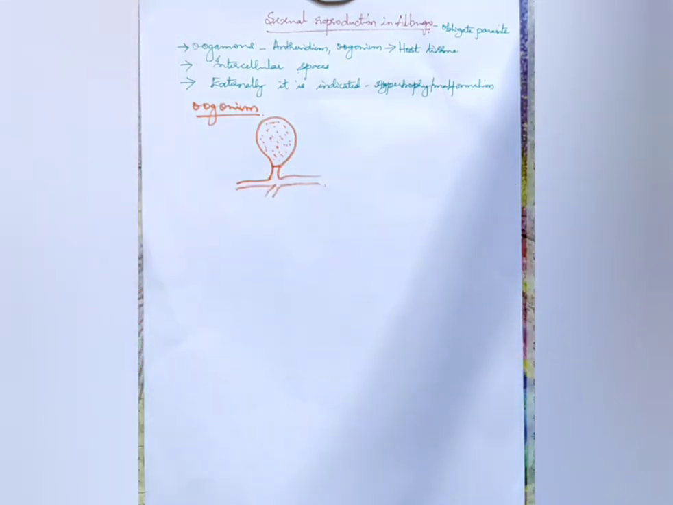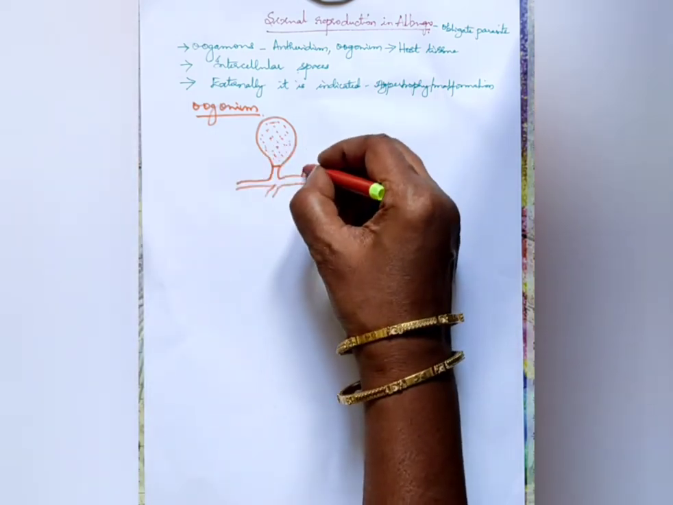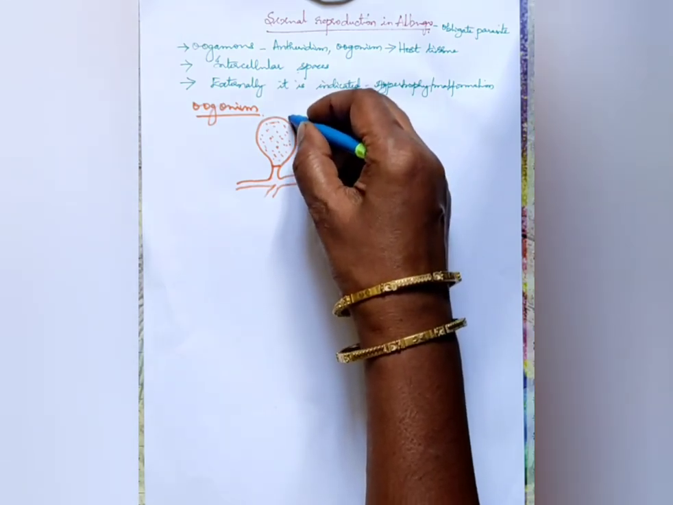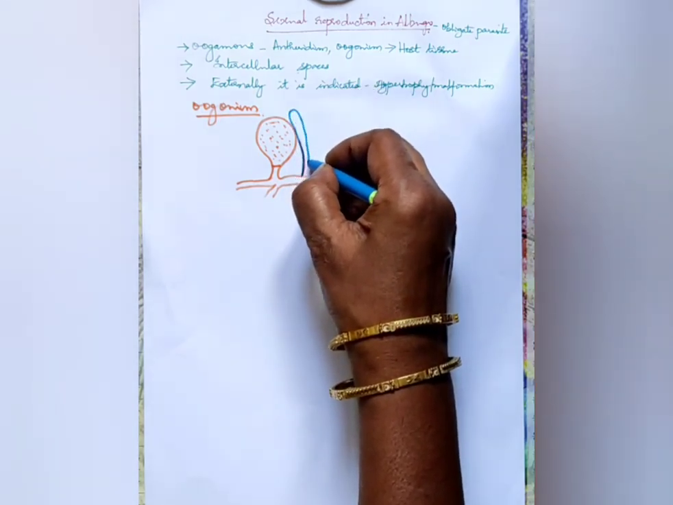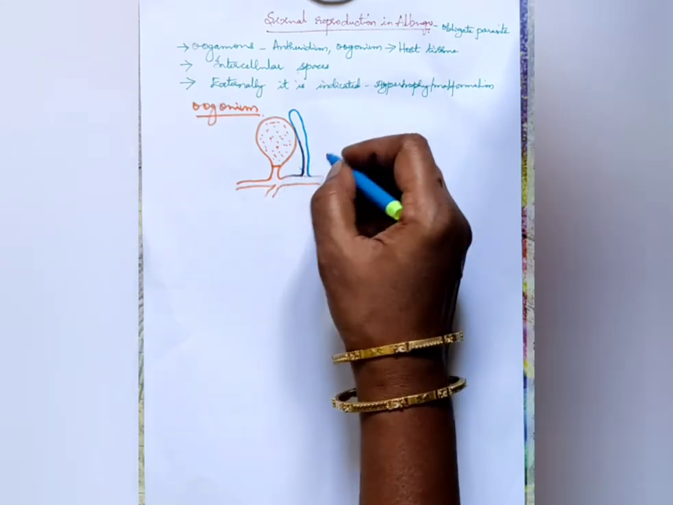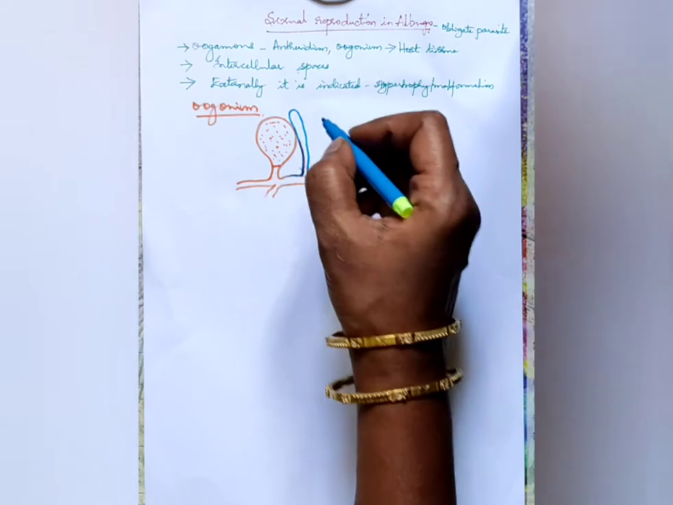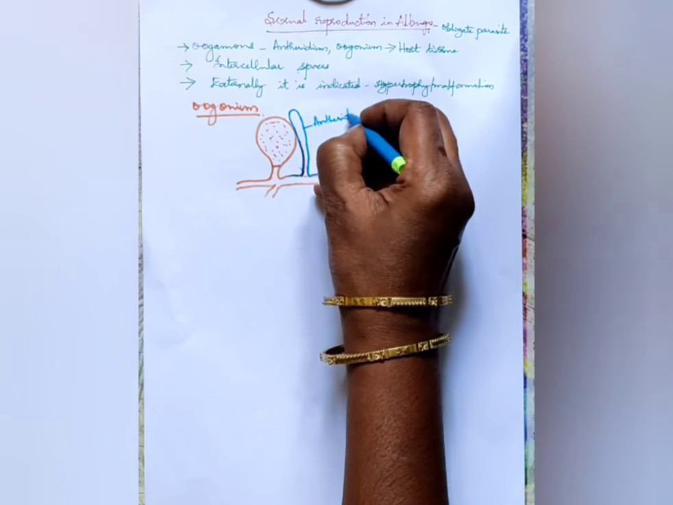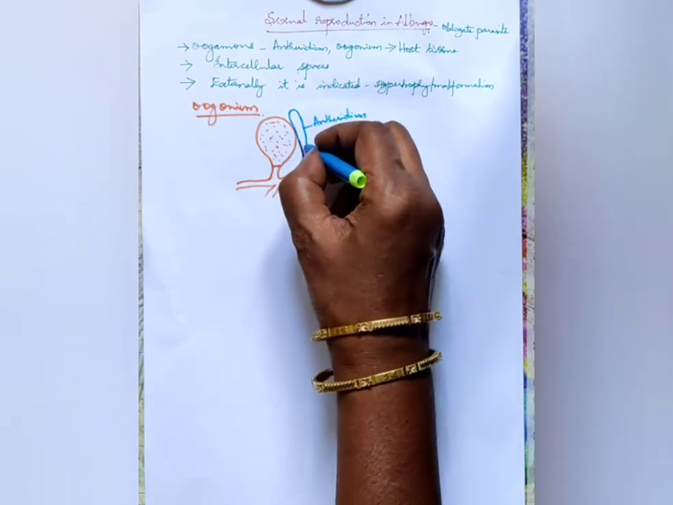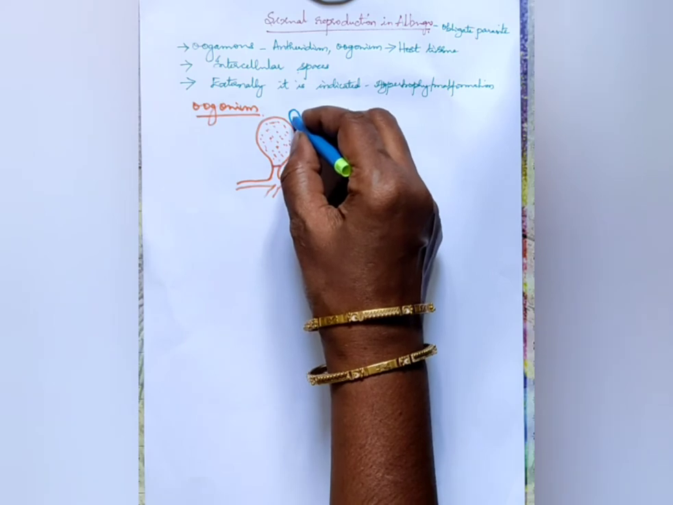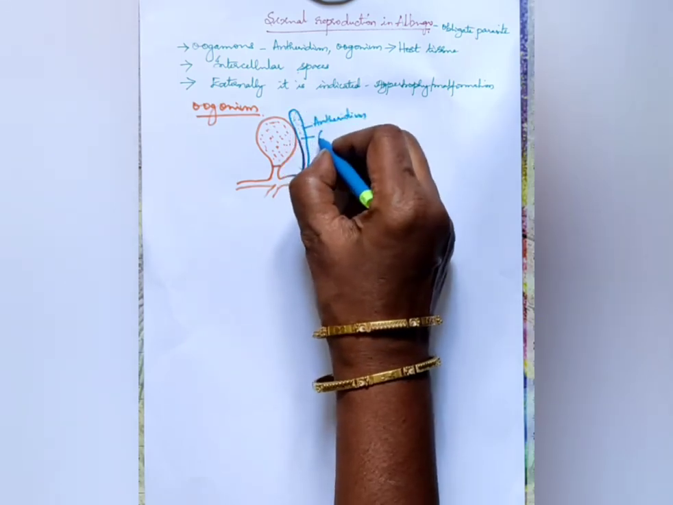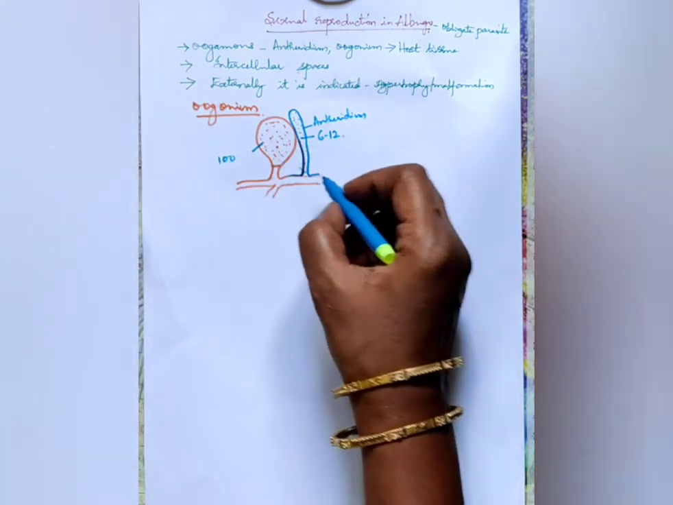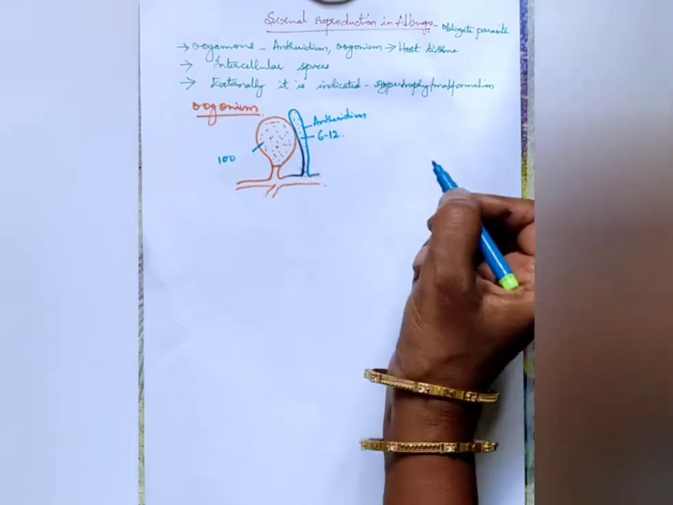Sooner or later, an elongated club shaped slender structure arises from the hyphae and it grows next to the oogonium, and this is called the antheridium. Into this antheridium also the protoplasm and the nuclei migrate. The nuclei are 6 to 12 in number, while the oogonium has many more nuclei. So they grow side by side.